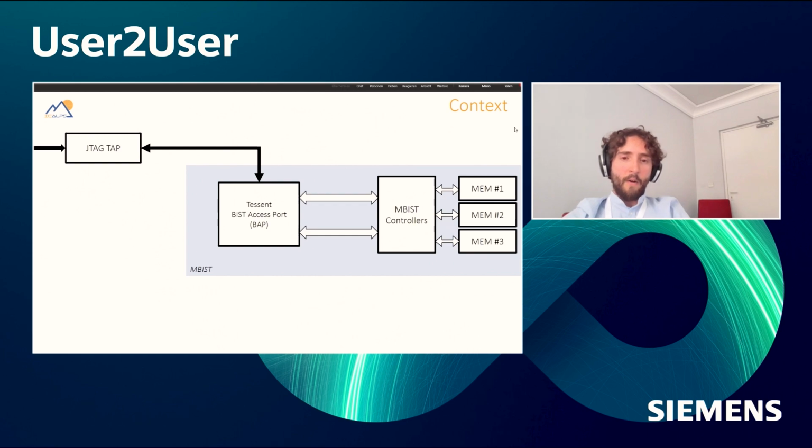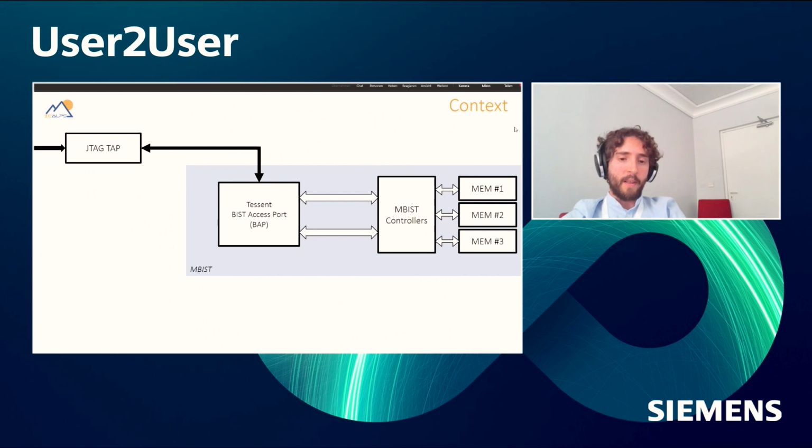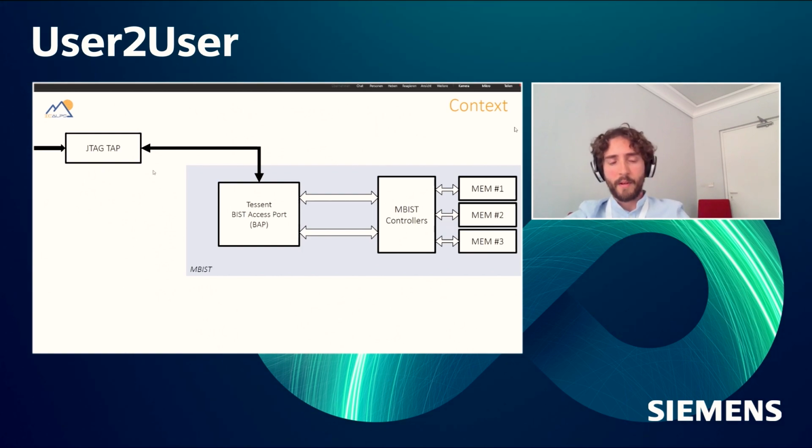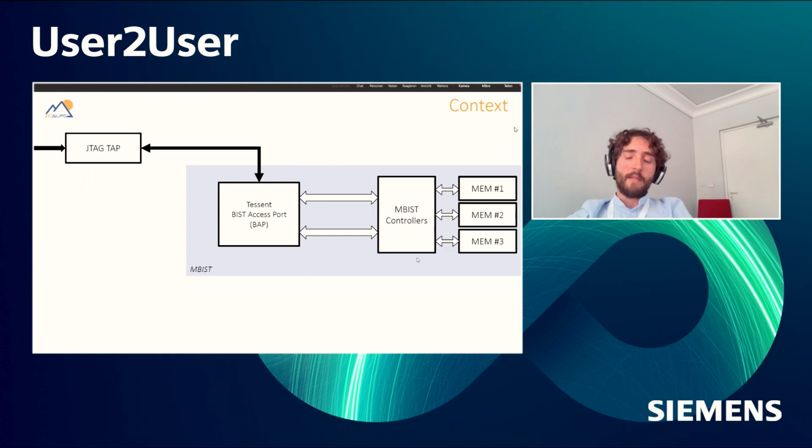To give an overview of this matter, if someone is familiar with the structure of Tessent MBIST, the basic architecture has a JTAG TAP with an external interface that you use to communicate with the tester or another type of external device. The JTAG TAP communicates with the Tessent MBIST access port, which serves as a bridge between the TAP and the MBIST controllers, which are then responsible for generating the MBIST patterns, testing the memories, and giving a result.